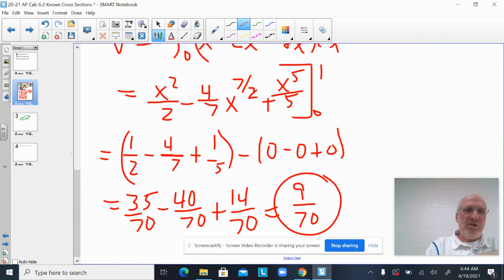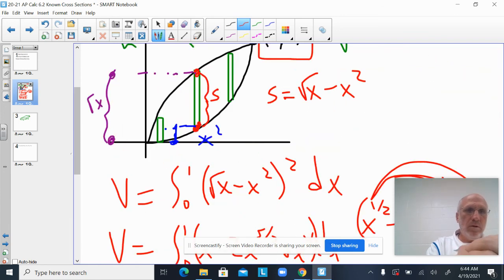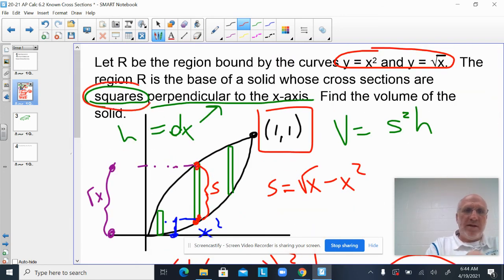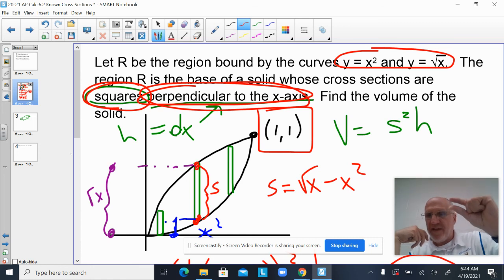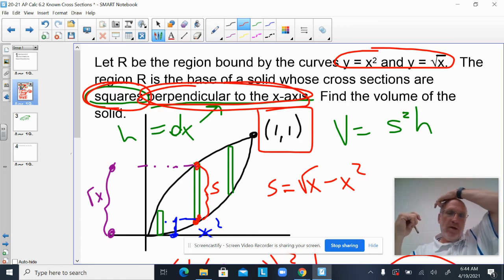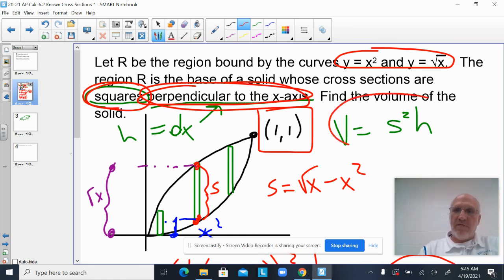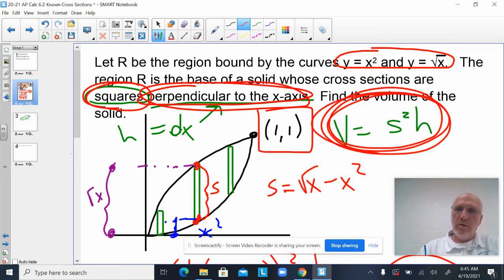Again, pay attention to what shape the cross section is, whether it's perpendicular to the x or y axis, because if it was perpendicular to the y axis, it would be a dy thickness thing, which we saw. And then just make sure you use the right formula for whatever shape the cross section is. So that's it for the example.